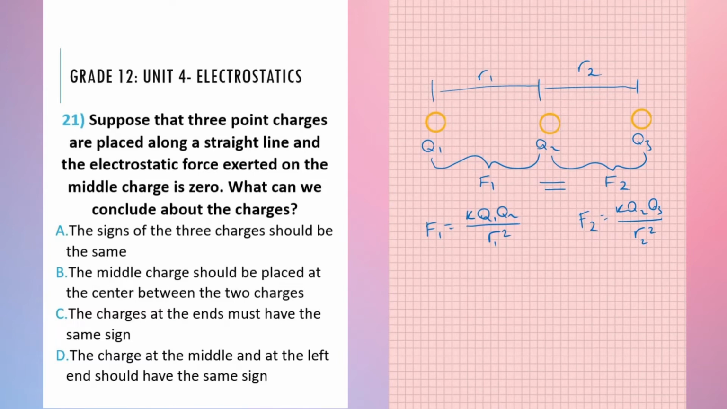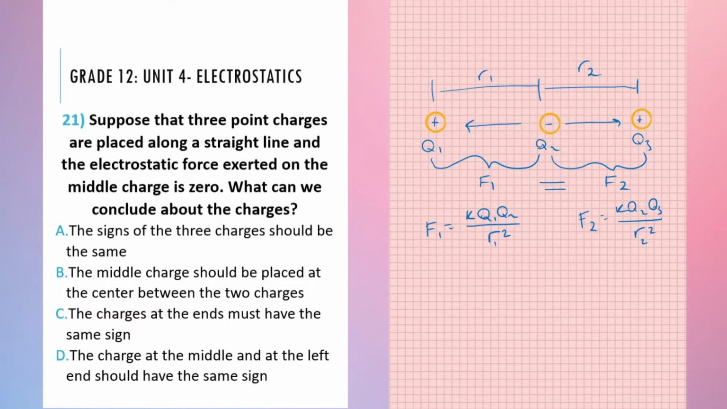The first choice says that the signs of the 3 charges should be the same, saying that all 3 charges should have the same sign, which means all 3 have to be negative, or all 3 have to be positive. That's the only way that the central charge can experience 0 force. Well, that does make sense if you consider that Q1 will repel Q2, or push Q2 away. Similarly, Q3 will push Q2 away. That does work. But if the central charge is negative, this also can still work, because Q1 will pull Q2 towards it, and Q3 will pull Q2 towards it, so you could still have a 0 force. So it isn't necessary for all 3 to be the same charge.